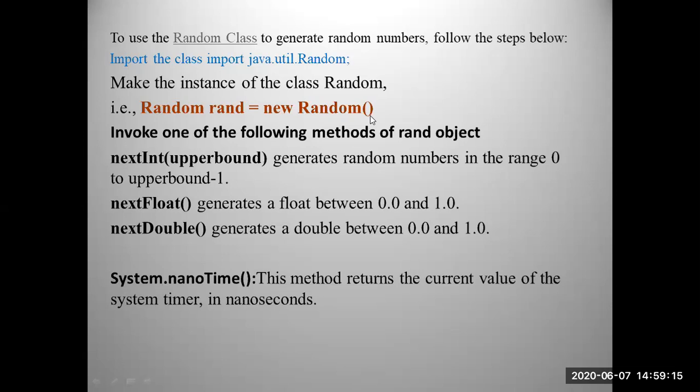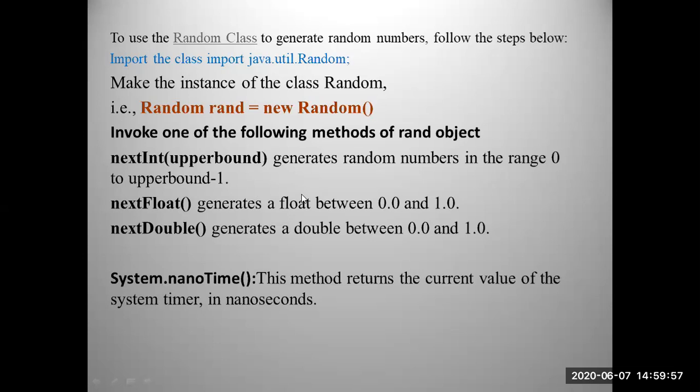And here is how you can invoke random numbers by using your rand object. You can use a method called nextInt, but you need to specify the upper bound within which the random number can be generated. It means generate random numbers in the range of 0 to upper bound minus 1. Suppose I give nextInt of 100, what does it do? It generates a random number from 0 to 99. If I give nextFloat, it will generate a random number from 0.0 to 1.0. nextDouble means the same thing, a double between 0.0 and 1.0.